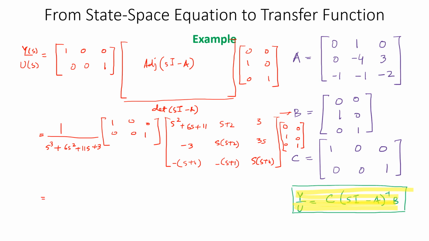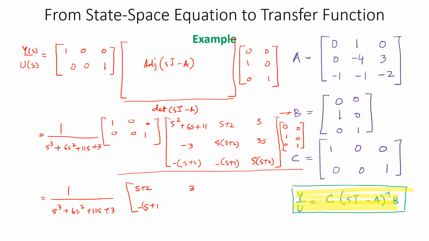So when you do that, this turns out to be 1 over s cube plus 6s square plus 11s plus 3. And then you have this full multiplication result into a 2 by 2 matrix, which is going to be s plus 2 over here. You have 3, and then you have minus s plus 1, and then you have s into s plus 4. So what happens in this kind of arrangement is that you are left with this term, and you have this term, and then you have this term, because of the way the non-zero elements of C and B are structured. So you are going to be left with that. So this is going to be Y of s over U of s.